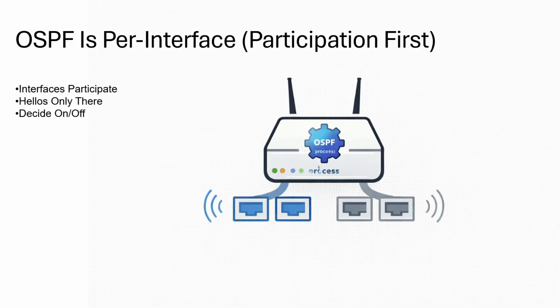Now, section B. Here's a mental shift that makes OSPF configuration make sense. OSPF is enabled on interfaces. Yes, you turn on an OSPF process, but OSPF actually only works on interfaces that are participating. So the first question you should ask is, which interfaces participate in OSPF? Because interface participation controls which links send and receive OSPF hellos, which neighbors can even form, and which networks get advertised into OSPF. So conceptually, your first configuration goal is simple. Decide which interface should run OSPF and which should not.